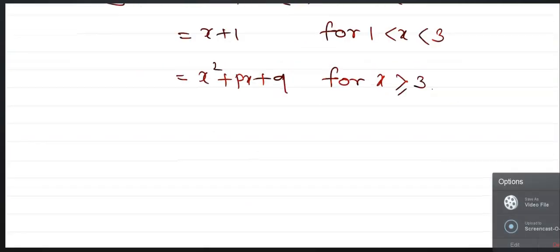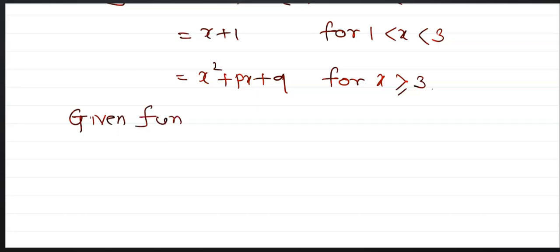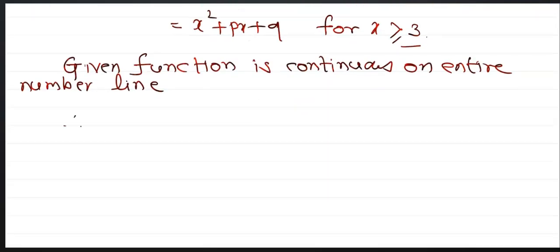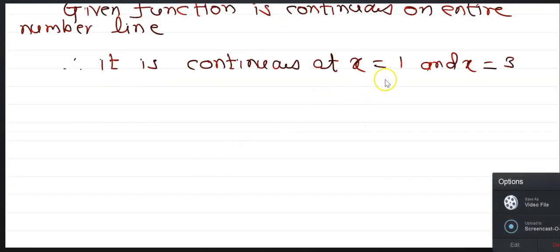And now we will see this here. Now the given function breaks at the 2 points, at 1 and at 3. Therefore, we'll check its continuity at these 2 points. The given function is continuous on the entire number line, so we will check its continuity at x equal to 1 and x equal to 3.